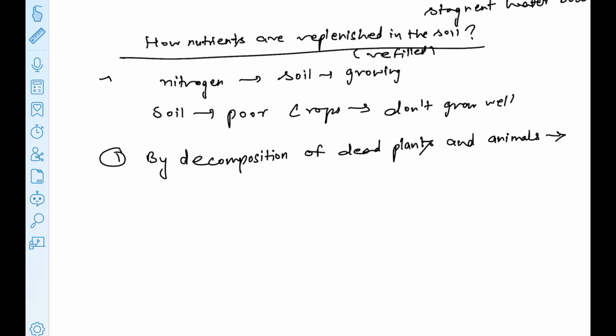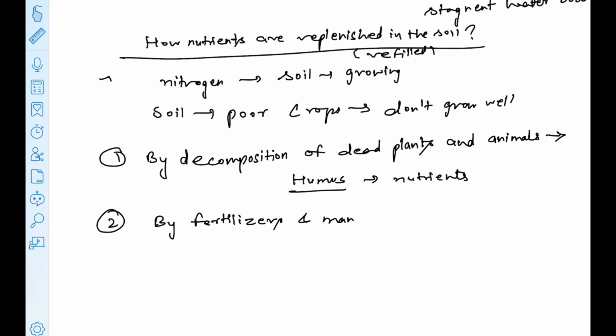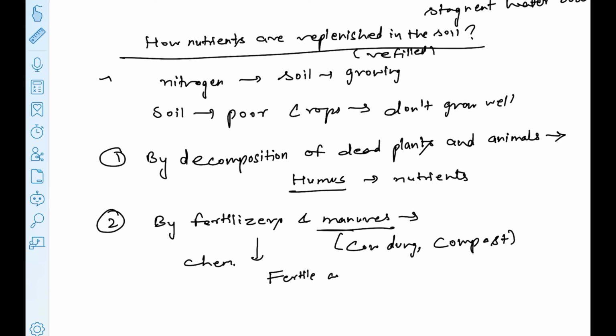When plants, animals and their waste decay, they turn into humus. This humus adds nutrients back to the soil. Second, by fertilizers and manures. Farmers add natural manures like cow dung and compost or chemical fertilizers to make the soil fertile again.